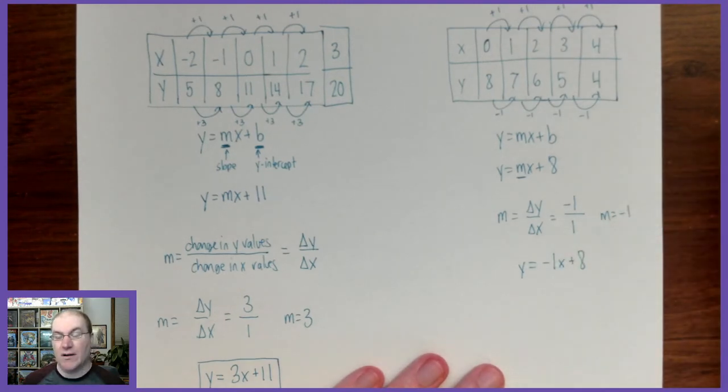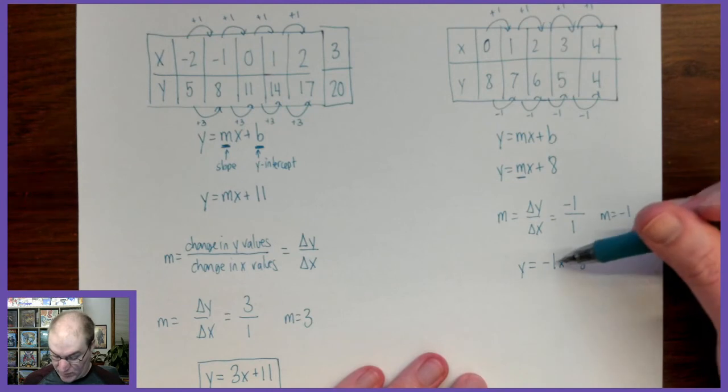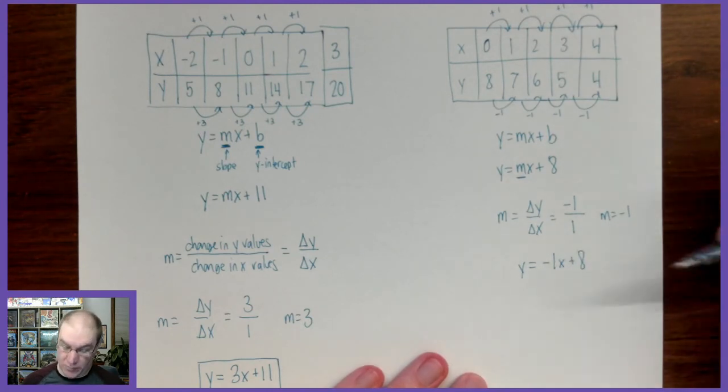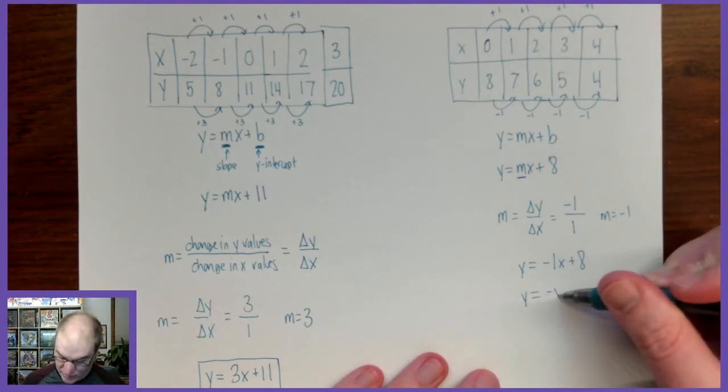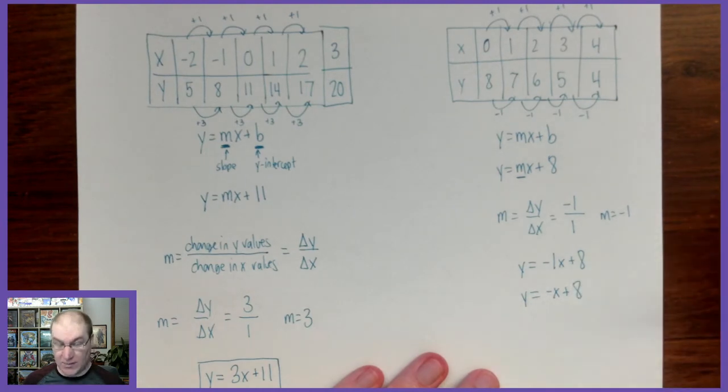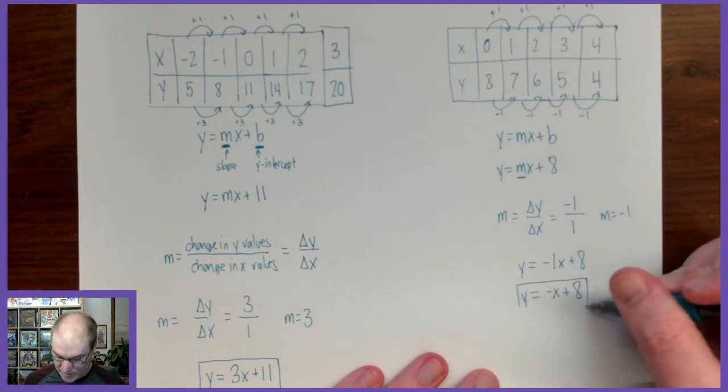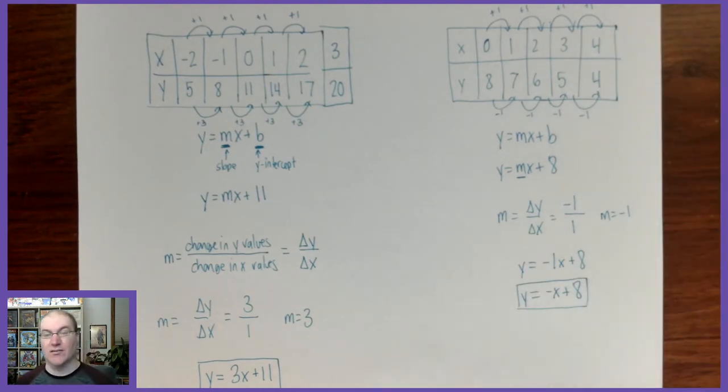Now remember, when you write an equation, you don't have to put a coefficient of 1 or negative 1, right? So you should just write it like this. Y equals negative x plus 8. So that's the equation for this table.